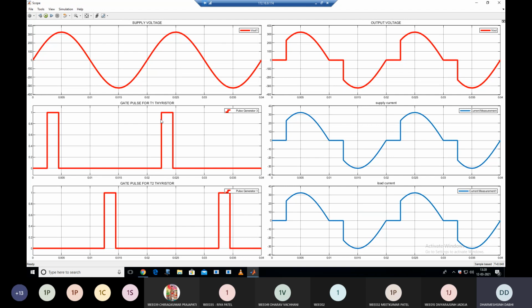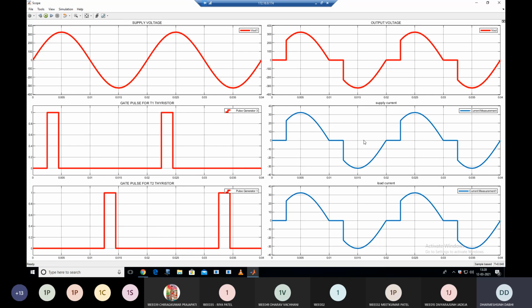Again you apply the gate pulse to thyristor T1, so it fires. Between 2 pi and 2 pi plus alpha, both thyristors are in off condition, so output voltage is 0. Again you get the same supply voltage across the load. This sequence is repeated for the next cycle. Here I take a period of only 2 cycles, 0.04 second, so that it shows only 2 cycles. So this is the output voltage, exactly the same as we discussed in the theory.